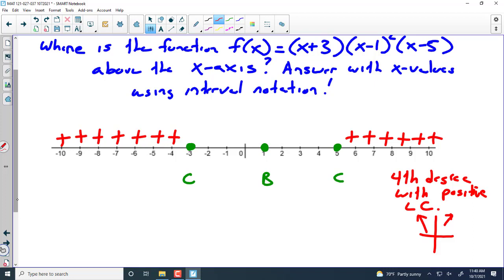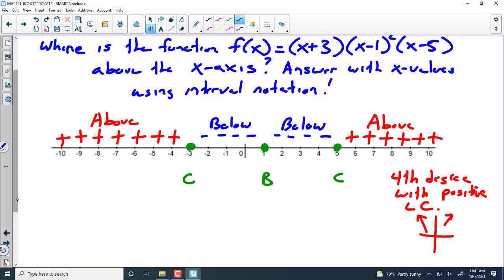If you cross over the x-axis, then you're switching which side you're on. So these red pluses mean we're above. But if we cross the x-axis, what are we? We're below. And if we're below and then we bounce, are we still below? And that is one way to determine whether or not you're above or below the x-axis.